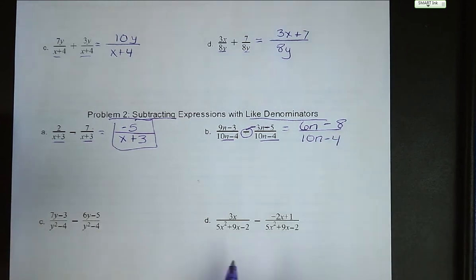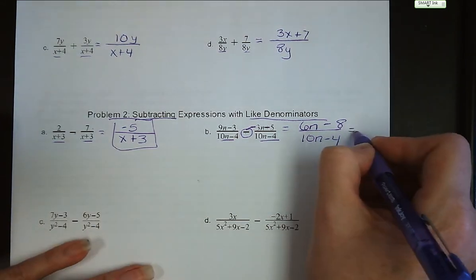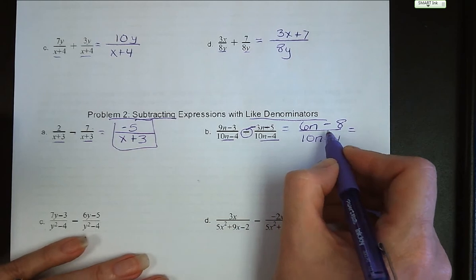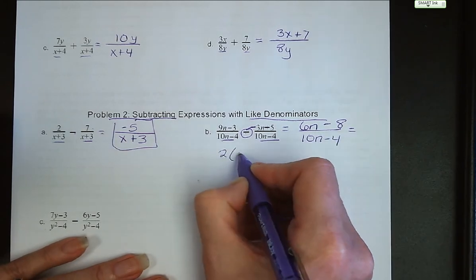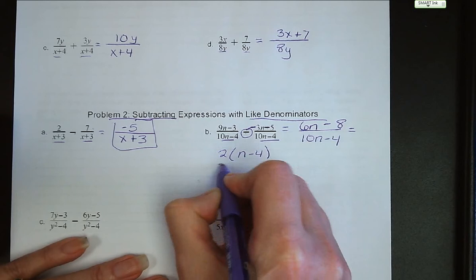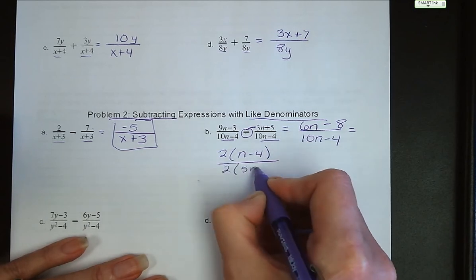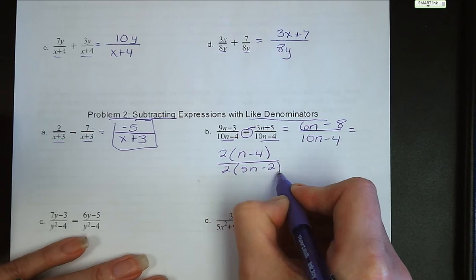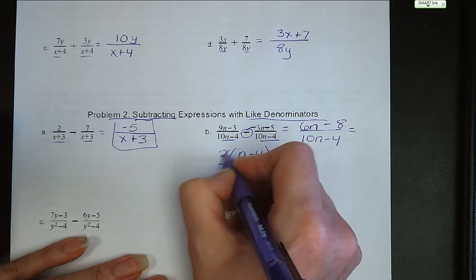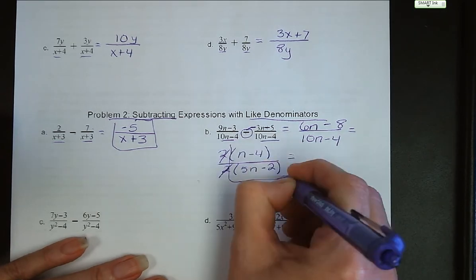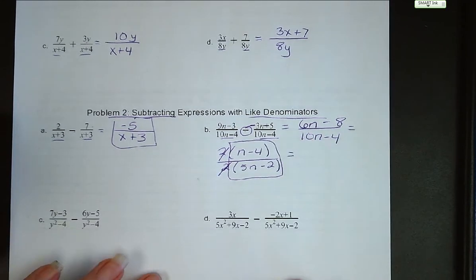Yes, I did, because you can simplify that. So common factors in the numerator. We can bring out a 2, so we're left with n minus 4. And in the denominator, we can also factor out a 2, and we're left with 5n minus 2. Our 2's cancel out, and we're left with n minus 4 over 5n minus 2.